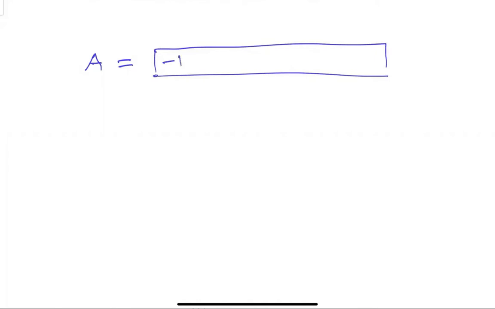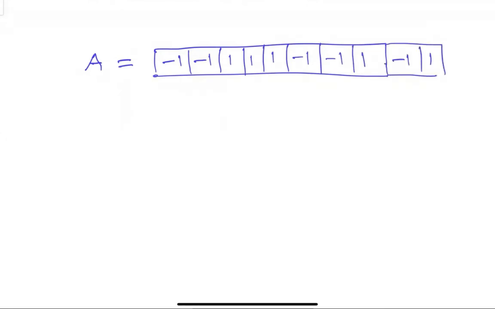let's say -1, -1, 1, 1, 1, -1, -1, 1, -1 and 1. So what do you observe about this array? What is special about this array? It contains only two types of numbers, which are ones and minus ones.